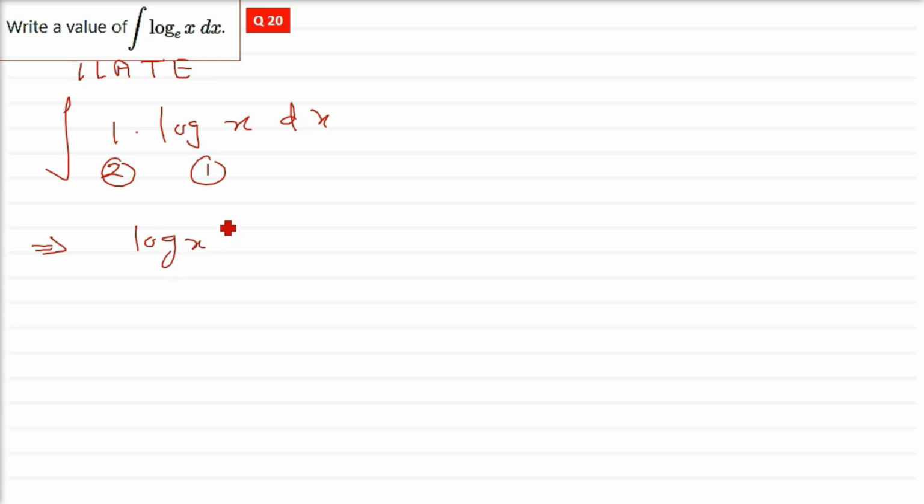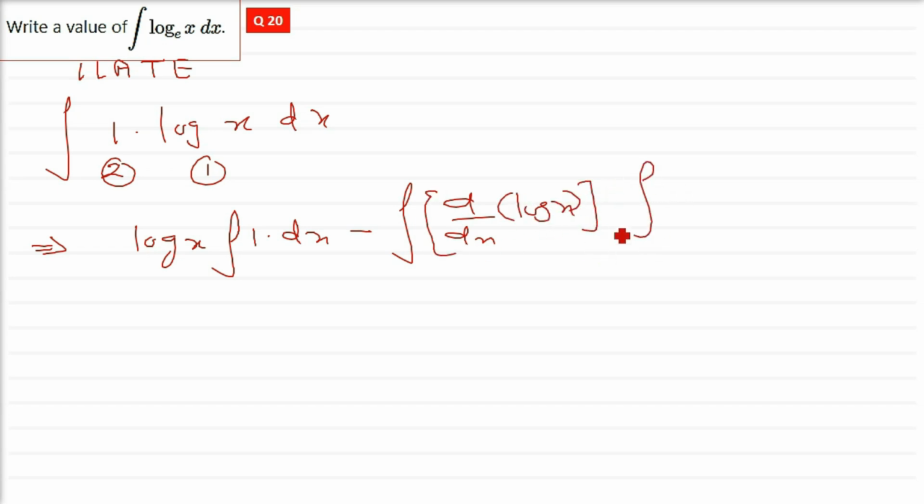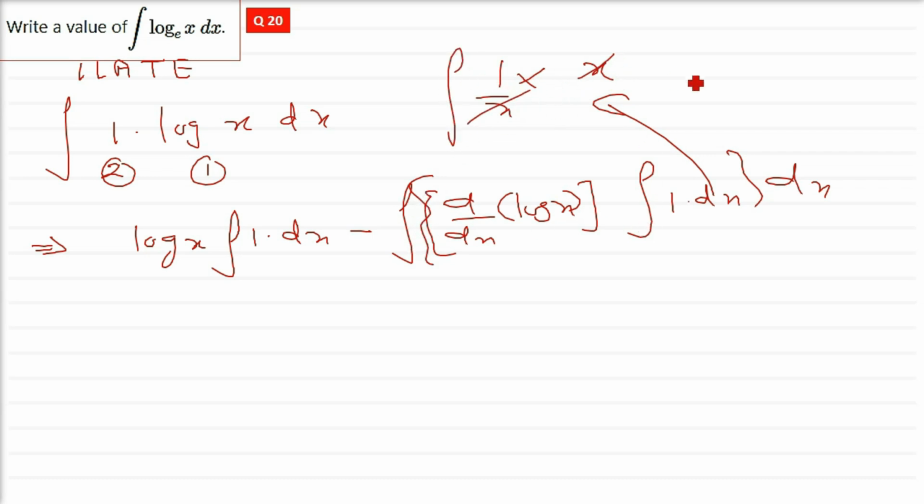So log x will come first, then we'll do the integration of the second function, which is 1 dx, minus integration of what? First the differentiation of the first function, then integration of 1 dx, that is the second function, and when all will be done, then we'll integrate it finally. So let's do the second part first. 1 dx will be x, log x differentiation will be 1 by x, this gets cancelled, only 1 will come, that is you just have to integrate dx. So the second part will give you x directly.